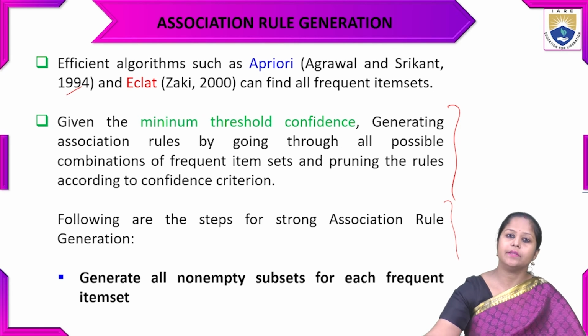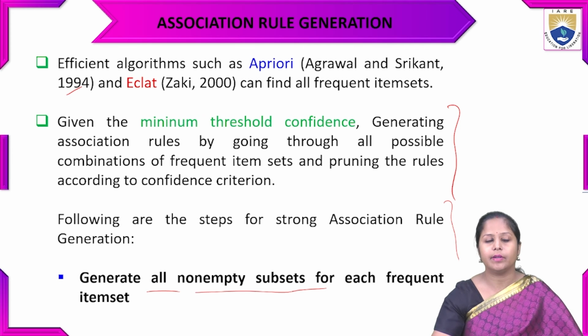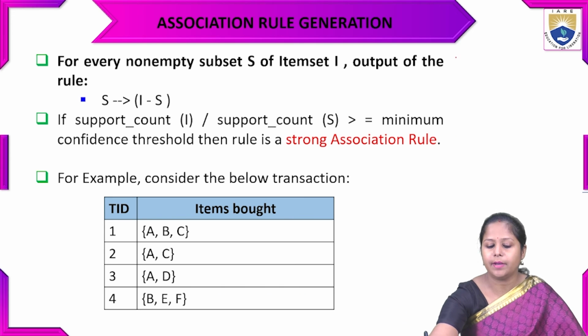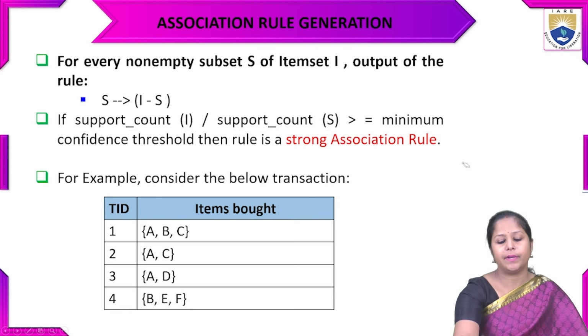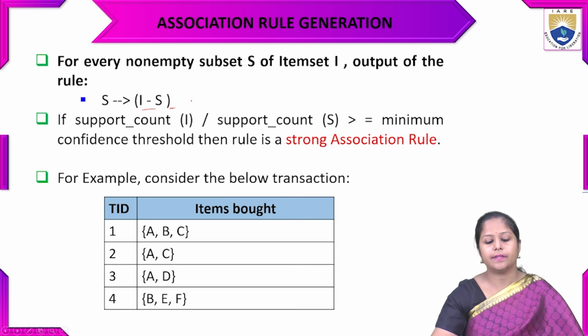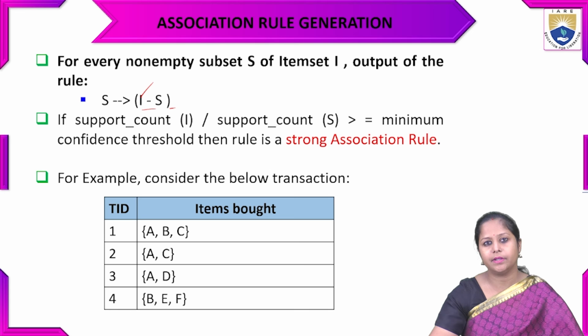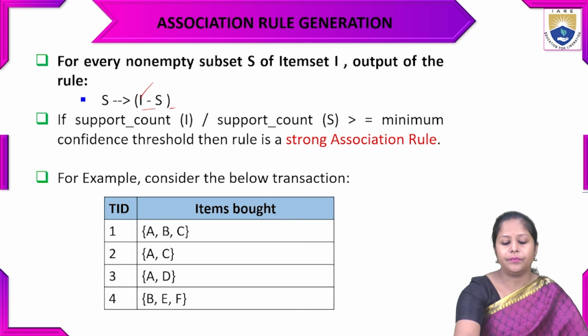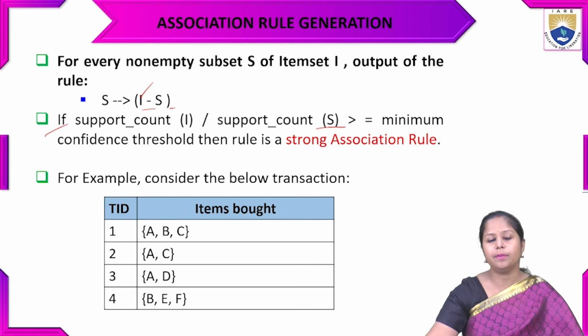So we have to follow simple steps for strong association rule generation. The first step is to generate all non-empty subsets for each frequent item set. Then for each non-empty subset S of item set I, output the rule S implies I minus S, which is the set of items left after subtracting the subset S, if the support count of I divided by the support count of S is greater than or equal to the minimum confidence.